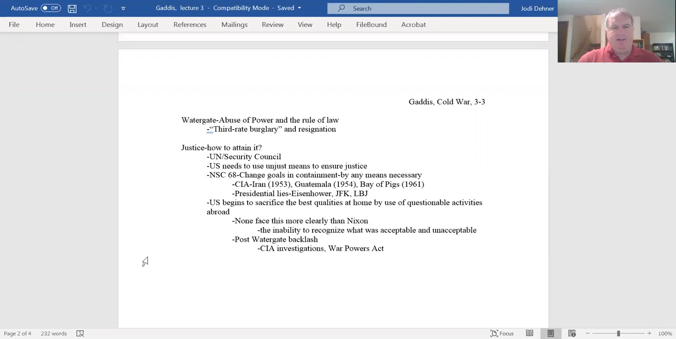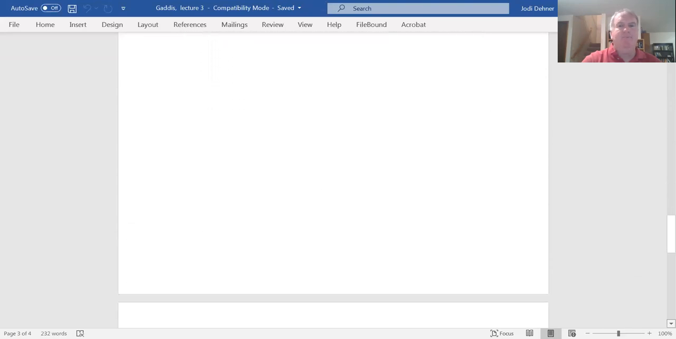As Gaddis sees it, the U.S. begins to sacrifice its best qualities at home by the use of questionable activities abroad. These are things that distort the actions of the government of the United States, and they can't just be kept abroad, right? So when these unjust methods which had been employed abroad are brought home, most clearly in the case of Nixon, this is going to undermine the authority the United States has, right? A lot of these unpleasant things the United States have been engaged in were revealed in the Watergate backlash, in which Congress asserted its authority and they began to investigate not only what Nixon did, but also what the CIA had been up to. And it leads to the passage of types of legislation designed to rein in this executive branch. So there's a feeling that the U.S. is acting in ways that are less than moral abroad, and it's beginning to contaminate the United States at home as well.